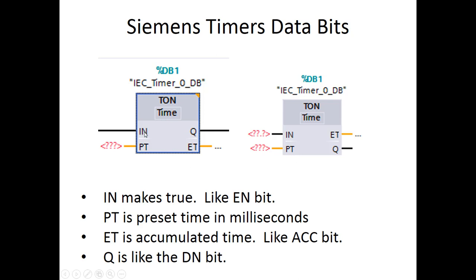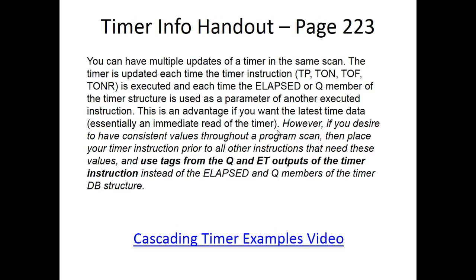So IN makes it true. That's kind of like the EN bit. If it's true, you can use the IN. It's enabled. It's on, instantaneous. PT is the preset time in milliseconds. So you can type 2000 and it would give you 2 seconds, or you could just type 2S and it would give you 2 seconds. ET is accumulated time. It's kind of like the ACC bit, .ACC. And Q is whether it's done or not, just like the done bit, the .DN bit on the Allen Bradley. So they're very similar, and the lab runs you through showing how these work.